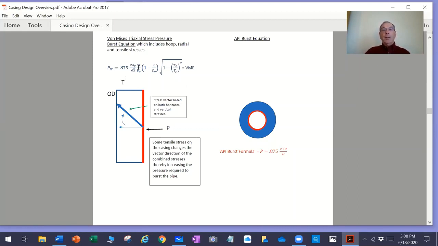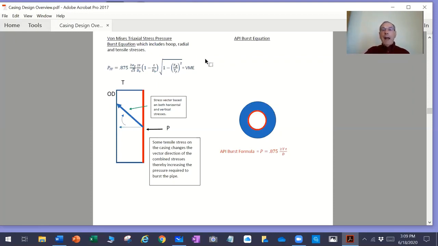So it has not only the hoop stress, but the hoop stress is trying to break it apart. That's in this direction. And then you would have the radial stress, which is in this direction, trying to, I call it, rupture the pipe. And then you would have tensile stress, which is longitudinal along the axis of the pipe, in this direction, which would be the axial stress.